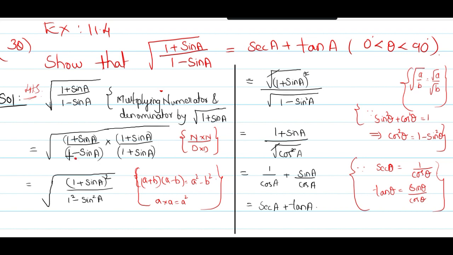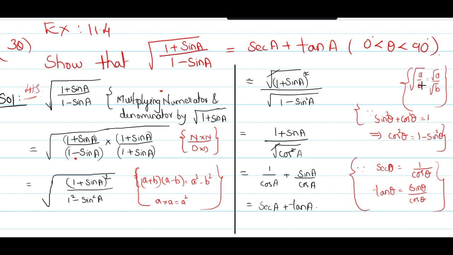Now the denominator is in the form of a minus b into a plus b. So this identity says that a plus b into a minus b value is a square minus b square. What is a here? 1. 1 square minus b is sin a, so sin square a, that is a square minus b square.